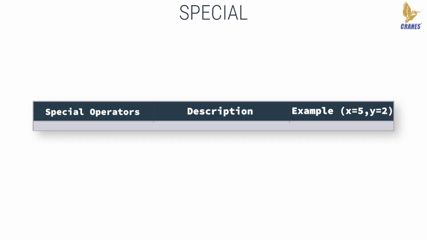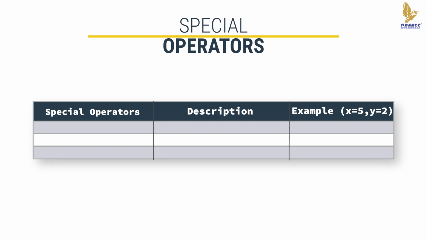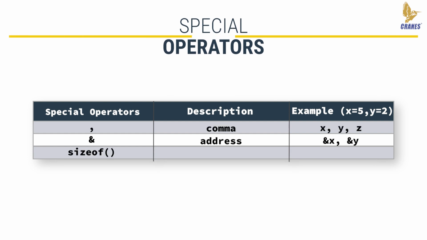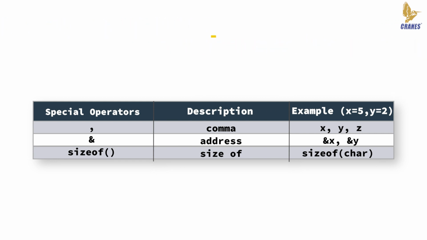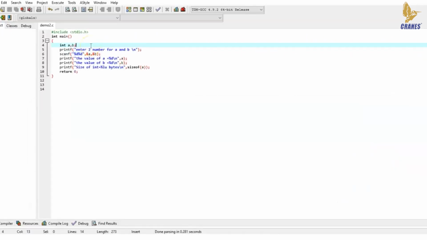Now, let's see how the special operators work. Some special operators in C programming are comma, address and sizeof. Now let's execute the program using special operators. So in this particular program, a comma operator is used while declaring variables. Next, the ampersand symbol represents the address operator to fetch the memory address of a variable. And the sizeof operator is used to know the size of data types occupied in the memory.